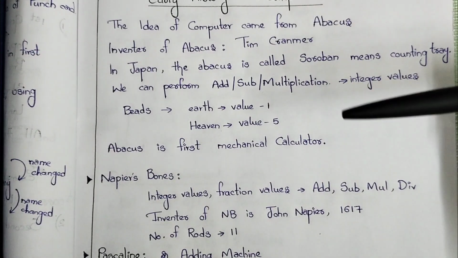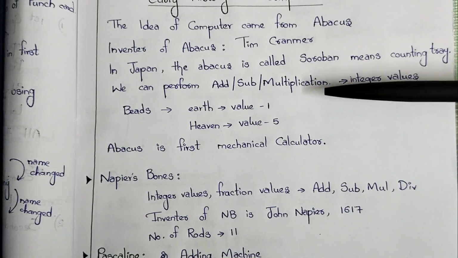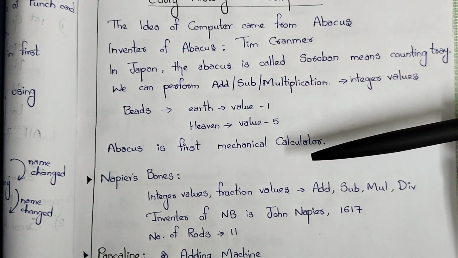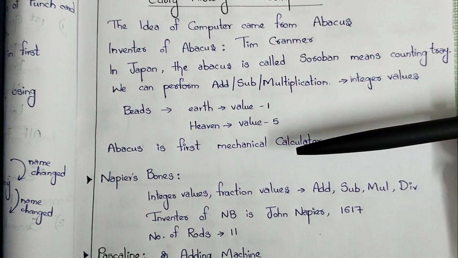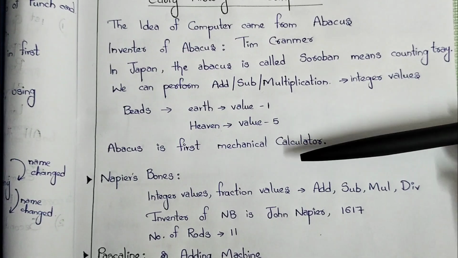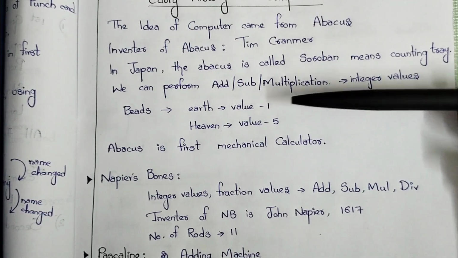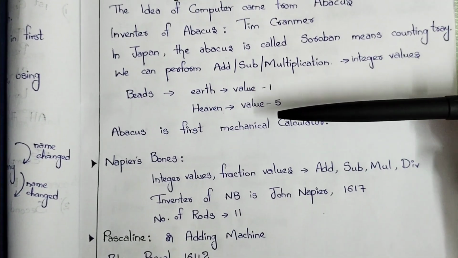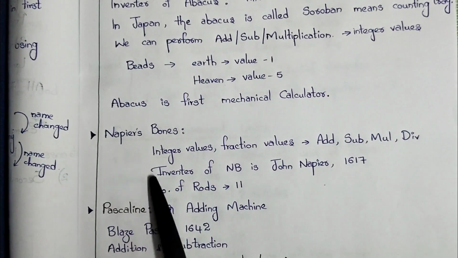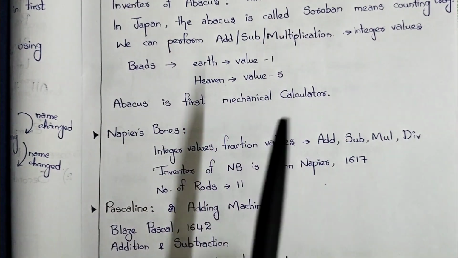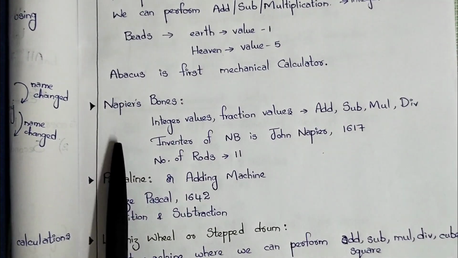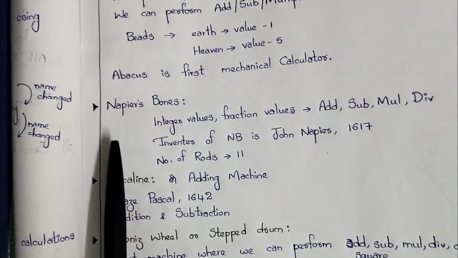In the abacus, there are two types of beads. The lower beads are the earth beads. Each earth bead value is 1, and each heaven bead value is 5. Abacus is the first mechanical calculator. And then there is this Napier bones.